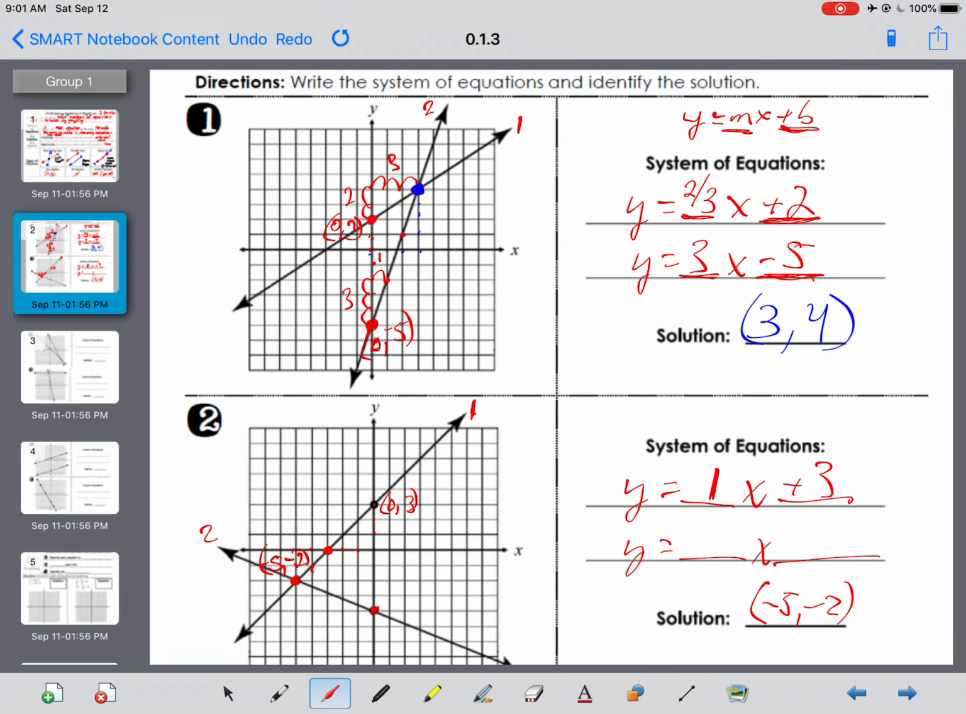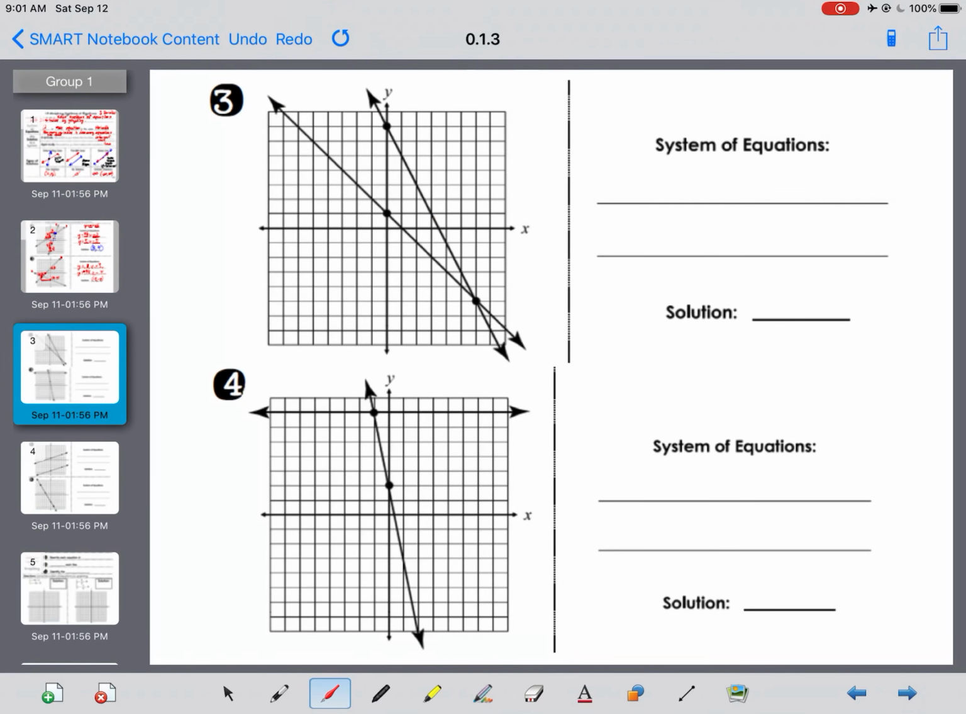And then, this guy right here, we go 1, 2, 3, 4 down, 0, -4. So our b is -4. And my slope, 1, 2, 1, 2, 3, 4, 5. 2/5. Double check, my line goes down, so my slope should be negative, down 2 over 5. Okay. 3 and 4, you give them a try, pause it, come back, let's see what happens.